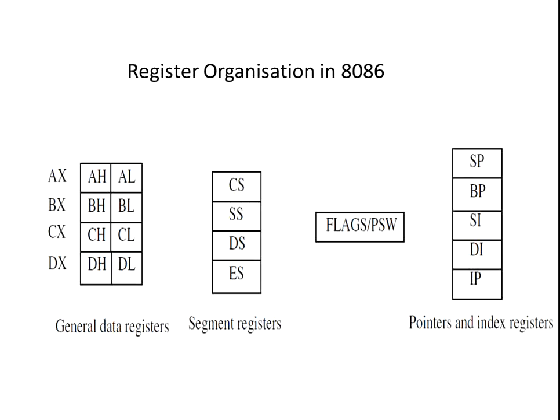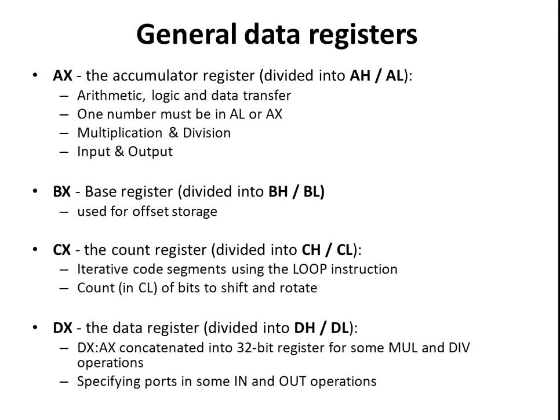These are the registers: general data registers, segment registers, flag register and pointers and index registers. First we can see general data registers. There are 4 general data registers: AX, BX, CX and DX. Each of them is a 16-bit register. So the first one, AX. AX is the accumulator register.